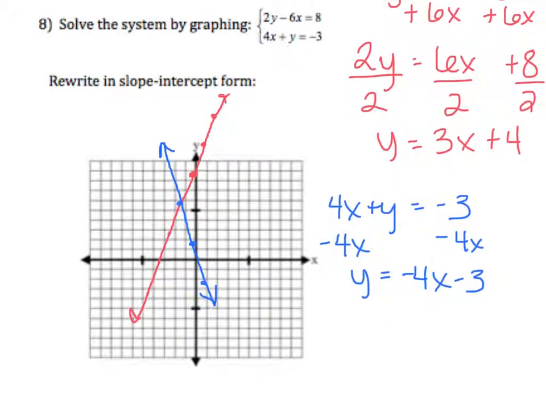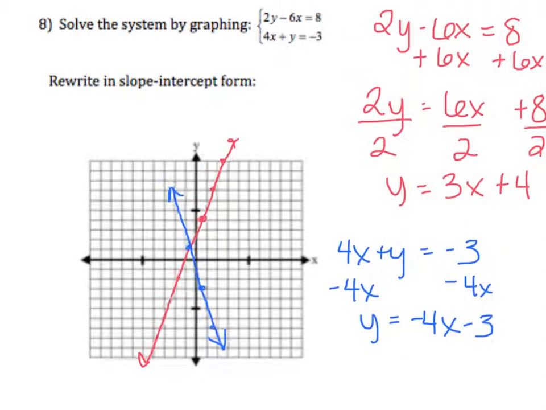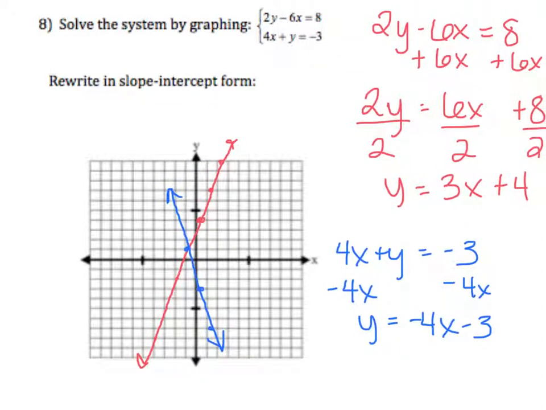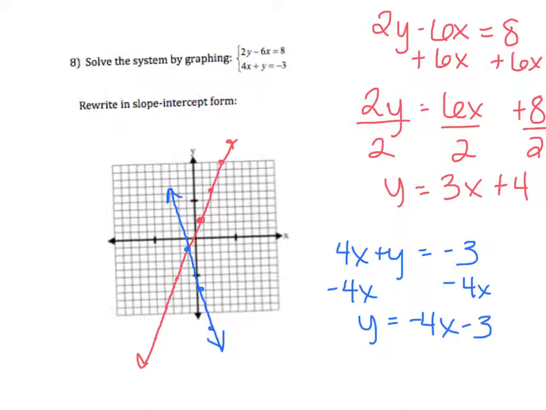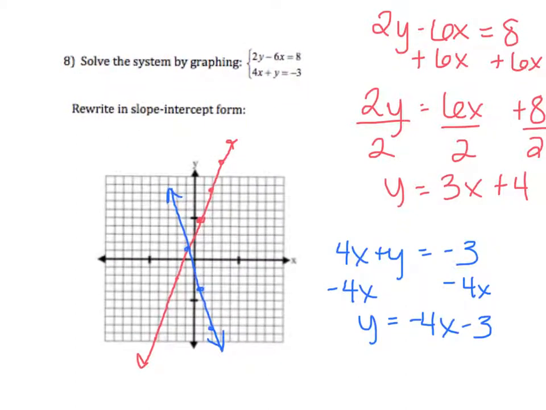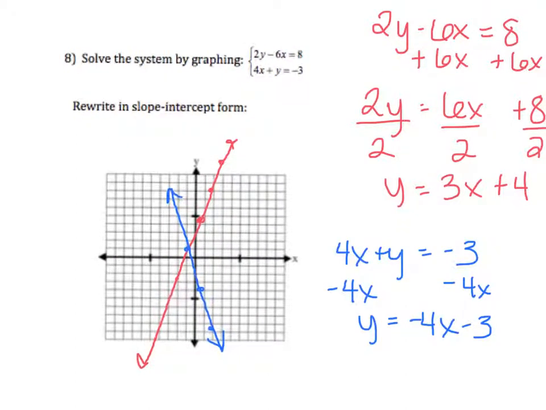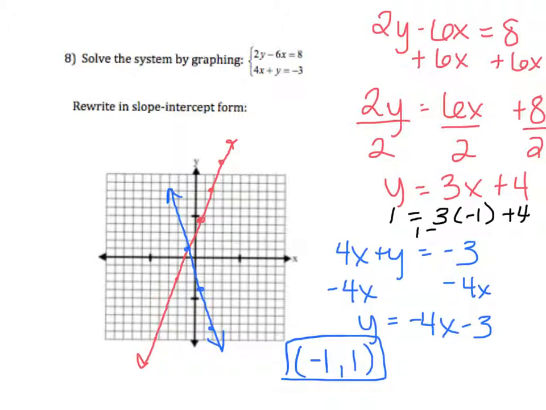So that intersection point, whoa, I don't know what's going on here, so I'm going to leave that there. So that intersection point is at -1, 1. So that is what our solution is. Now what that means is if you put in -1 for x and a 1 for y into both equations, they're both going to come out as a true statement, 1 equals 1.